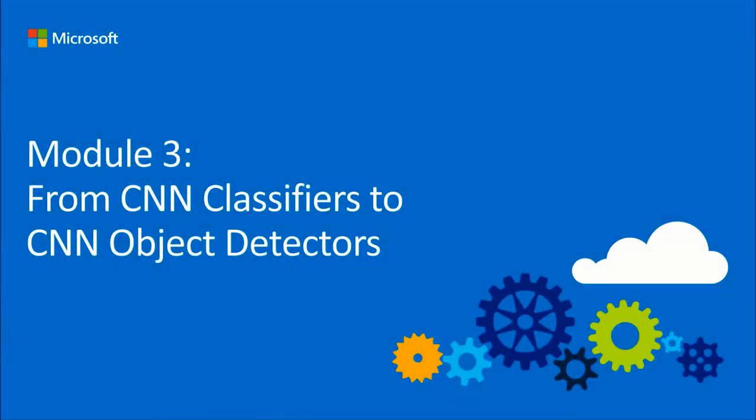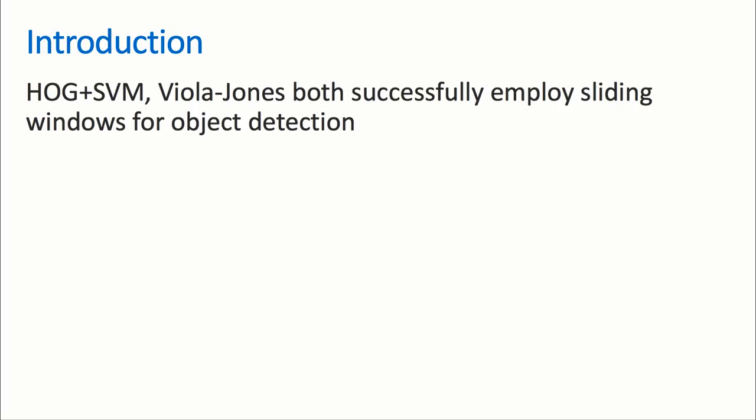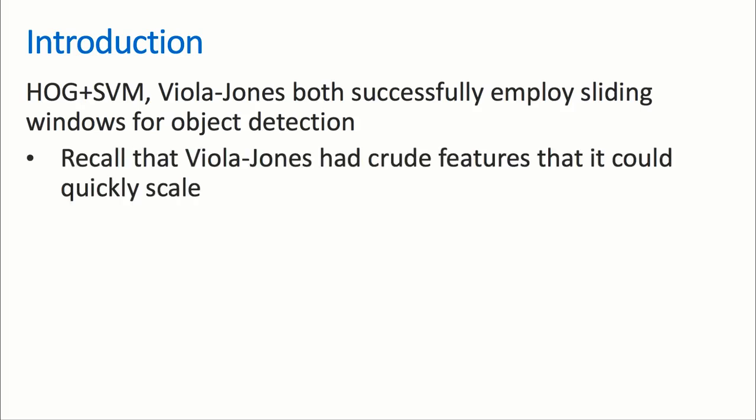When used for object detection, both HogSVM and Viola-Jones successfully use sliding windows to check various patches on an image for the presence of the object they are searching for. Viola-Jones had some tricks for accelerating the calculation of features at different scales, so it quickly scales its features rather than the image. It was able to do this because of its relatively crude features, but the downside to this is that it isn't able to classify as accurately as systems based on HOG features.